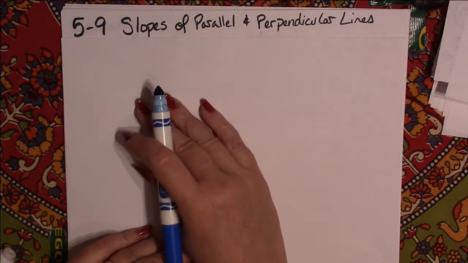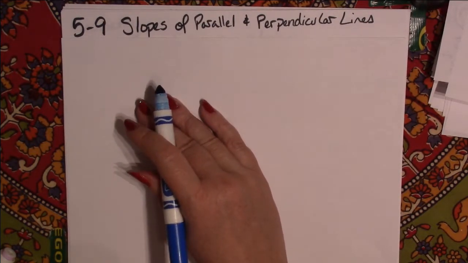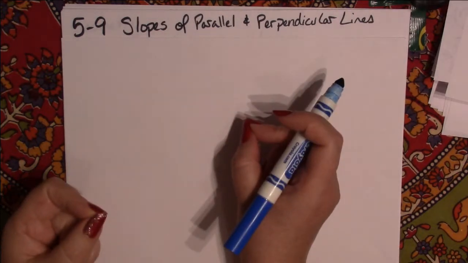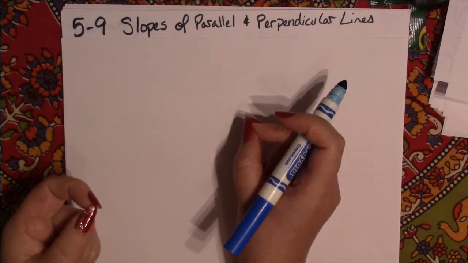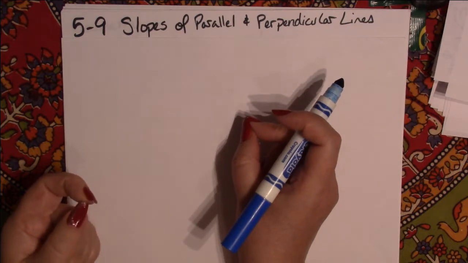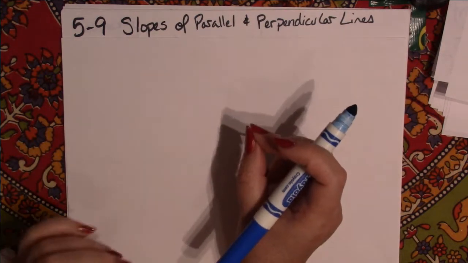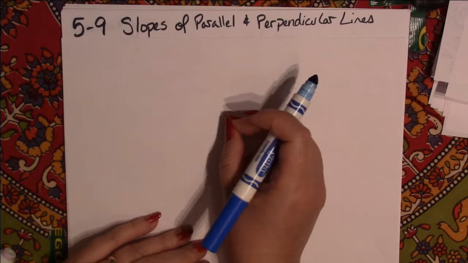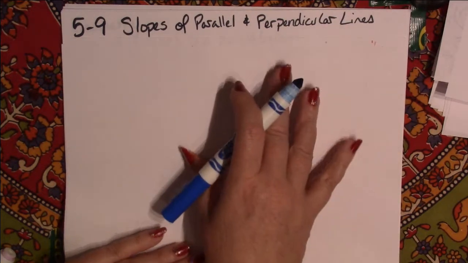Hello and welcome to Chapter 5, Section 9. We're starting to get down to some of the nitty-gritty details of slopes and y-intercept forms and things like that. We're going to look specifically at the slopes of parallel and perpendicular lines.